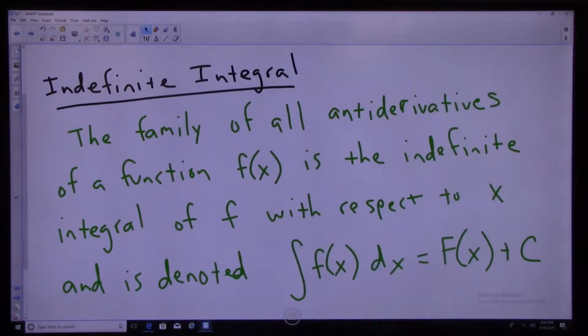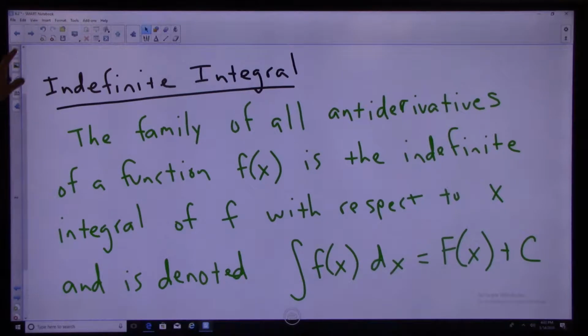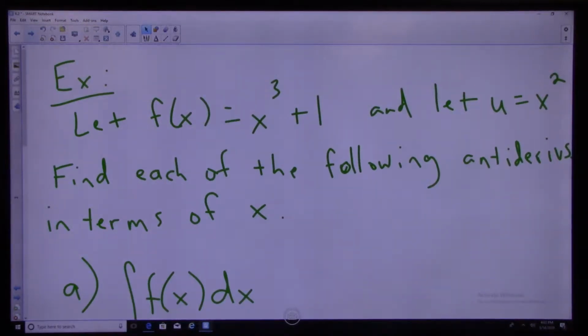So to get you to kind of think about a bit of notation, and to get you to think about anti-differentiation using substitution, let's look at this first example. All right, so go ahead and write this down. Make sure you write this example down and just follow along here. So taking notes while you're doing this. We're going to let f of x equal x cubed plus 1, and we're going to let u equal x squared.